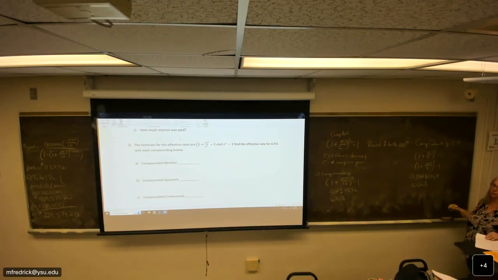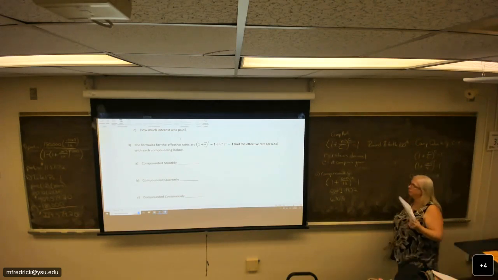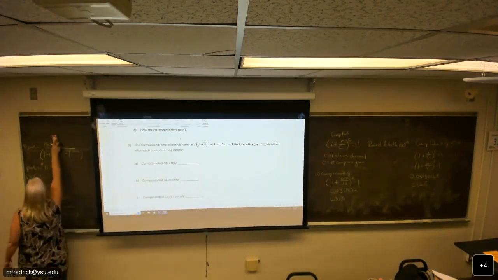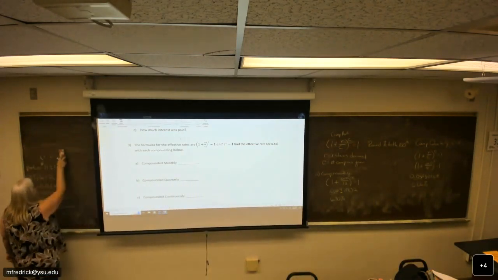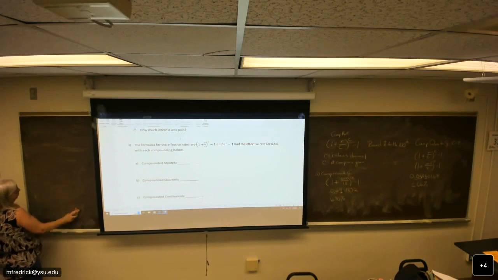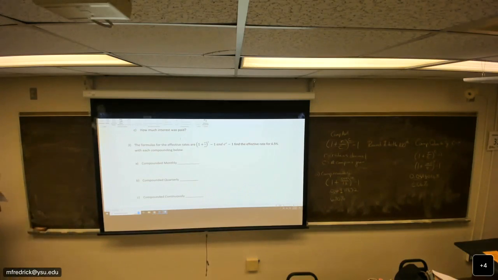Any questions on that? The last one's continuously, so it uses the other formula. And E is a function in your calculator. It's next to or above your LN button. You have to hit shift and your LN button.